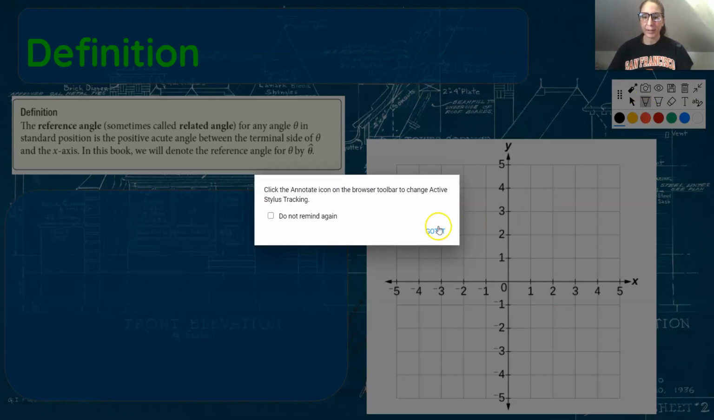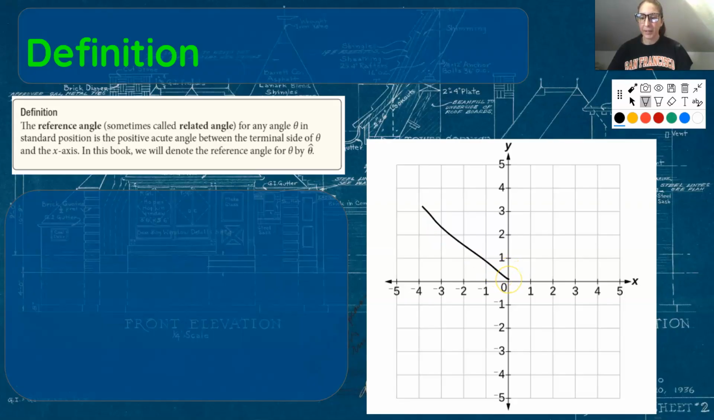That means if I have an angle out here, and let's say that theta was equal to 120 degrees, which would put theta out here, that means that the reference angle is the angle here from where the terminal side of the line is to the x-axis. So if theta is 120 and we know that the axis line is 180, then my resulting angle here would be 60. My reference angle would be 60.